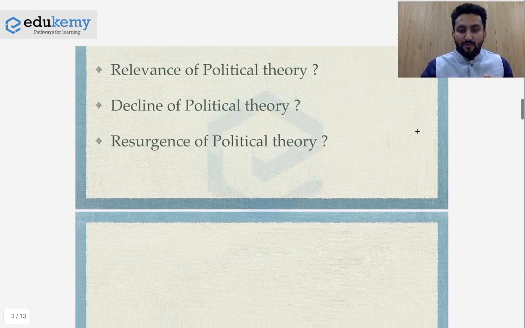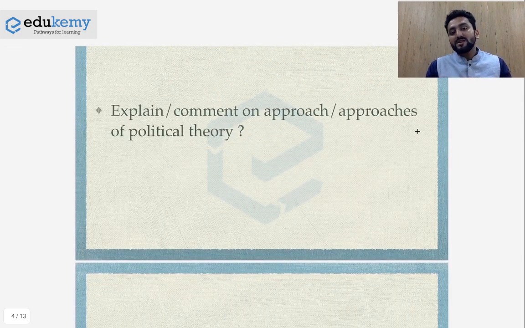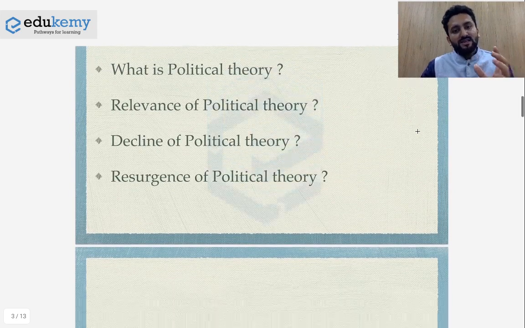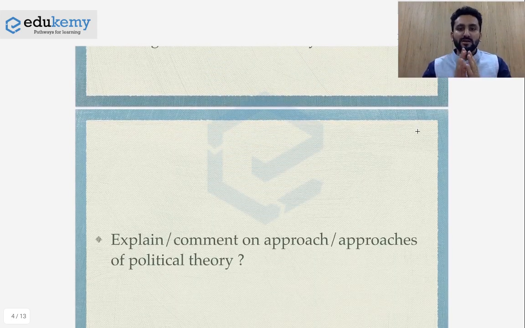And then one more kind of question is there, which is to explain any kind of approach. They can mention any approach. For example, explain historical approach of political theory. Explain traditional approach to political theory. Comment on contextual approach of reading any text in political theory. So the point is that now we are clear that from this topic, these are the kind of questions which are going to be asked.